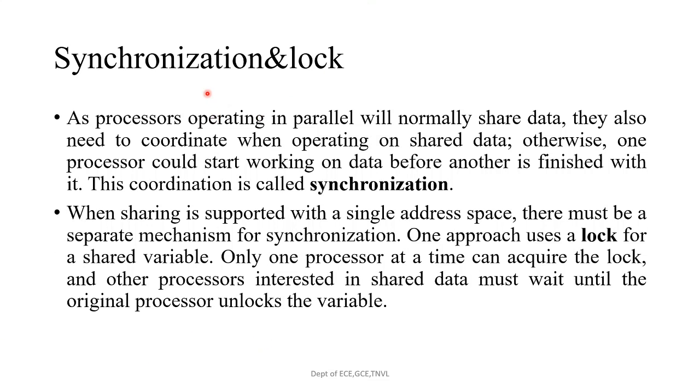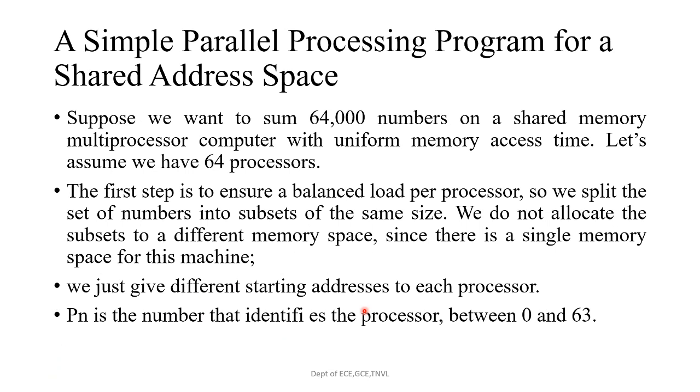So now the terms synchronization and lock. As processes operating in parallel will normally share data, they also need to coordinate when operating on shared data. Otherwise, one processor could start working on data before another is finished with it. This coordination is called synchronization. When sharing is supported with a single address space, there must be a separate mechanism for synchronization. One approach uses a lock for a shared variable. Only one processor at a time can acquire the lock, and other processors interested in shared data must wait until the original processor unlocks the variable.